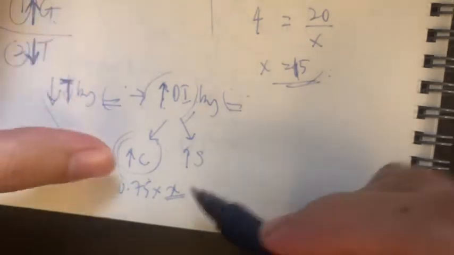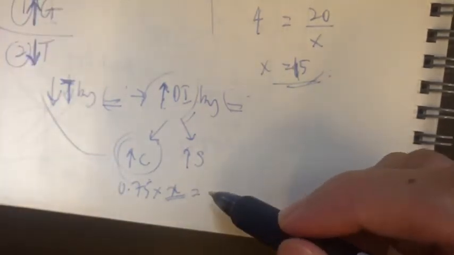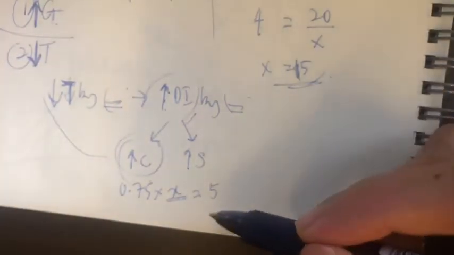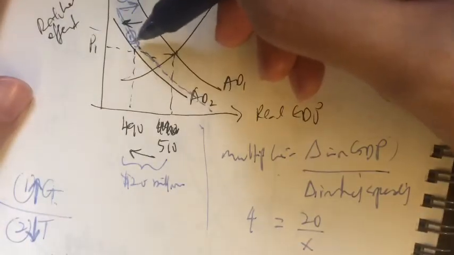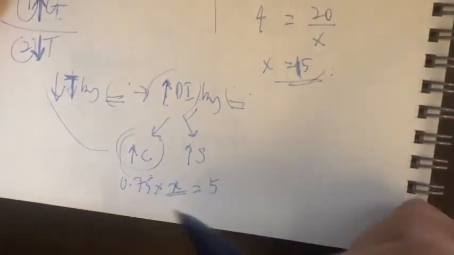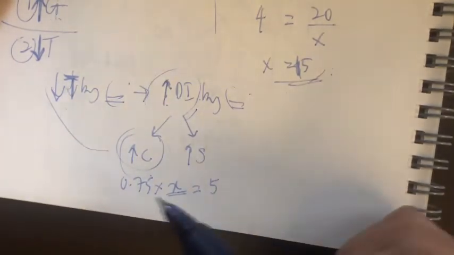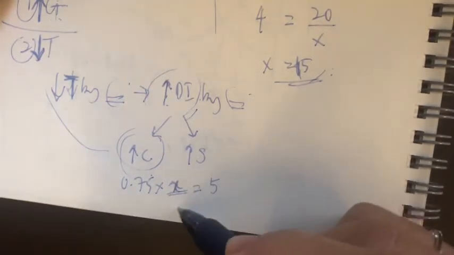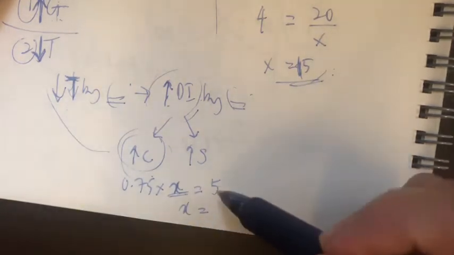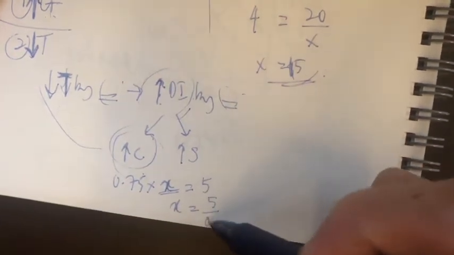So we know that the change in C must be 5. How do we know 5? Here, it has to be 5, right? So we know the change in consumption must be 5. So we know the MPC is 75%. So we want to know X. X is the unknown. So how can we get X, guys? Basic algebra. 5 divided by the MPC.